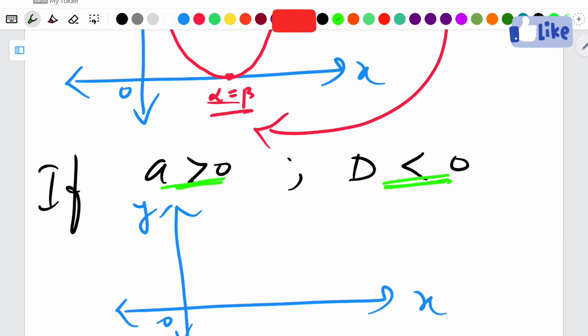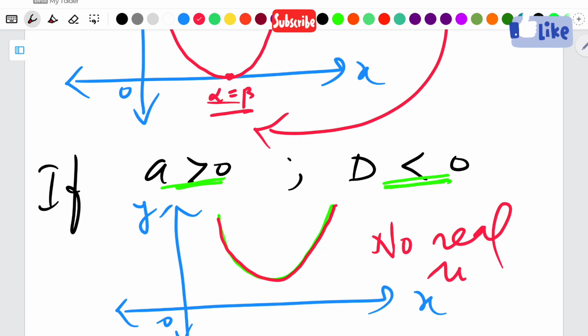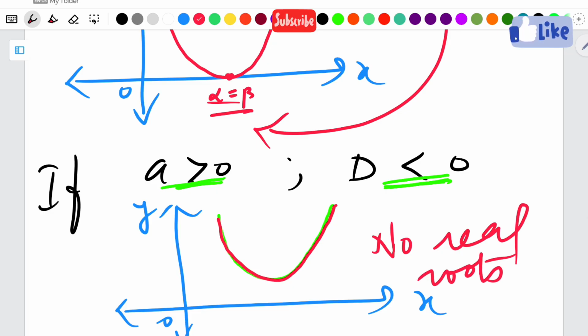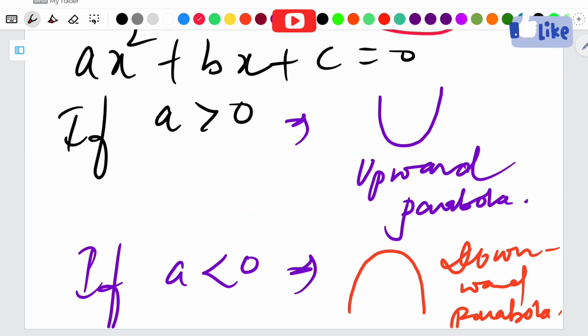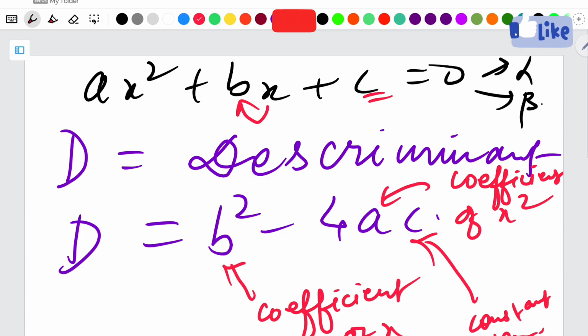That means there will not be any cutting or touching on the x-axis, and A is positive, so this will be an upward parabola. Getting my point? This is an upward parabola. No real roots, because it is not touching the x-axis. So these are the three conditions of the graph of the quadratic equation depending upon the values of A and D, isn't it?